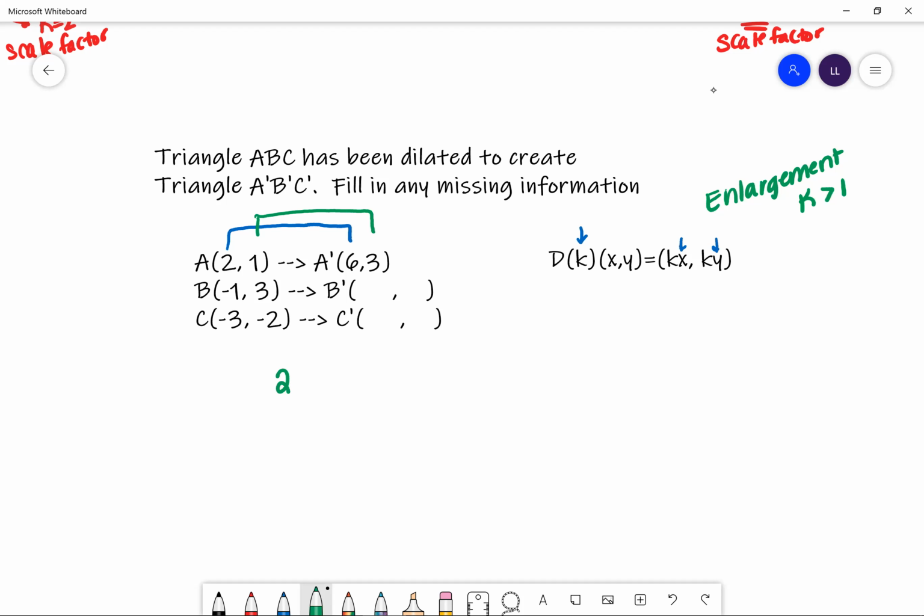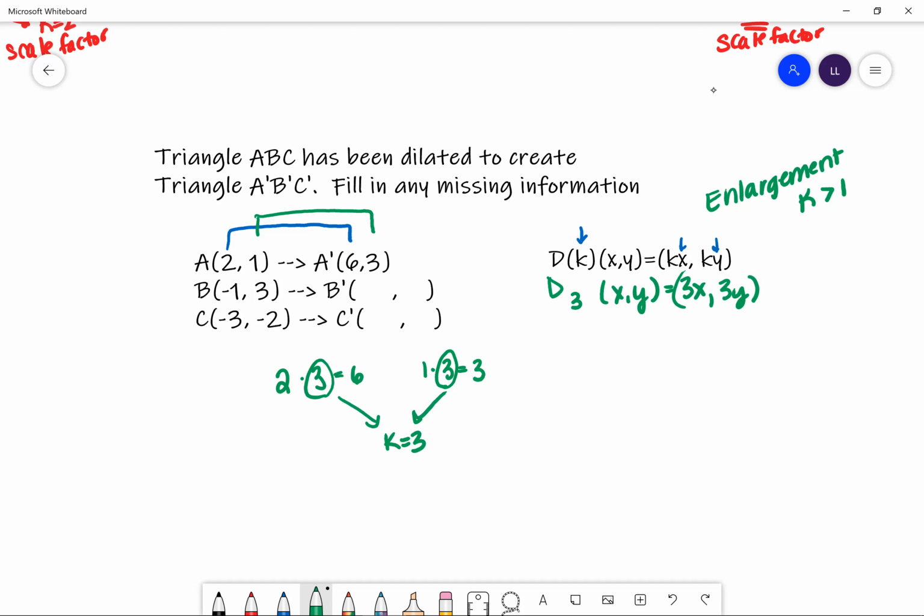To get from 2 to 6, I would have to multiply by 3. So 2 times 3 is 6, and 1 times 3 is equal to 3. So my function rule would be D of 3, because K is 3. D of 3 of (X, Y) is equal to (3X, 3Y). So there goes our function rule.